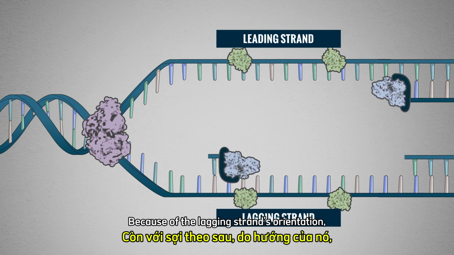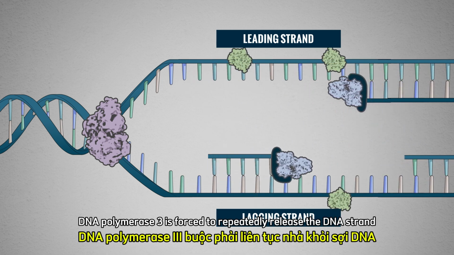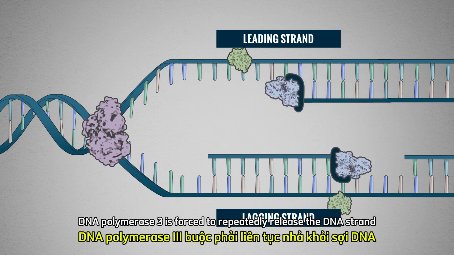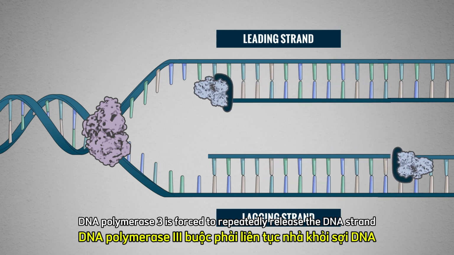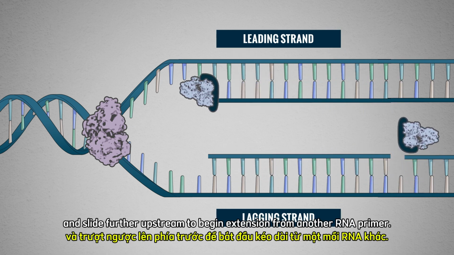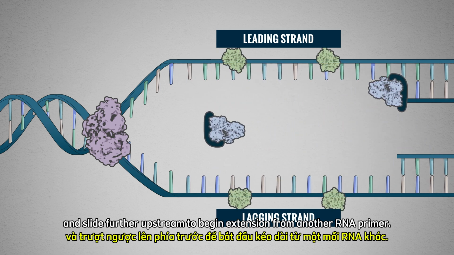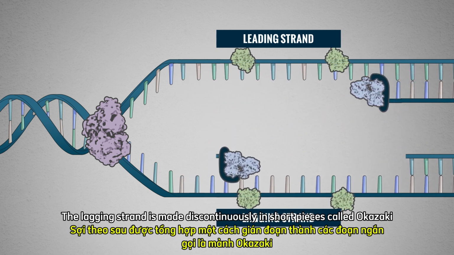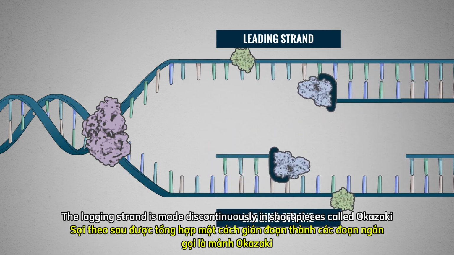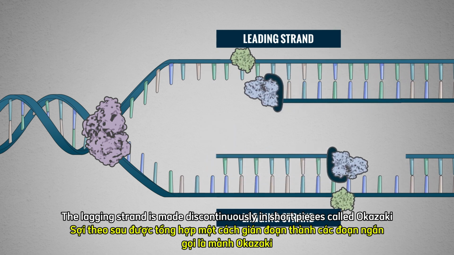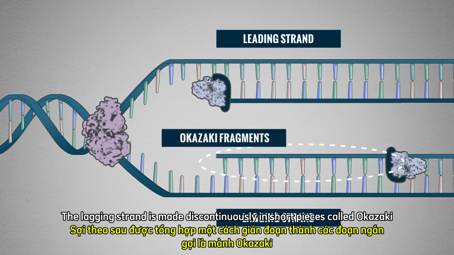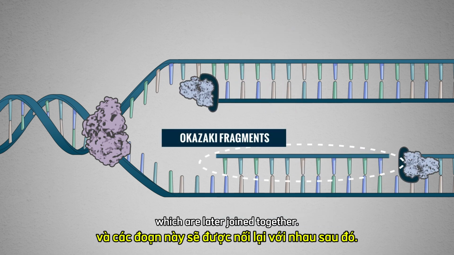Because of the lagging strand's orientation, DNA polymerase 3 is forced to repeatedly release the DNA strand and slide further upstream to begin extension from another RNA primer. The lagging strand is made discontinuously in short pieces called Okazaki fragments, which are later joined together.